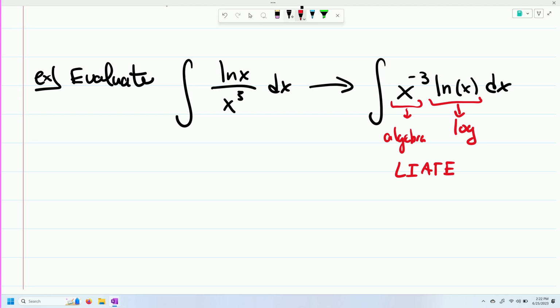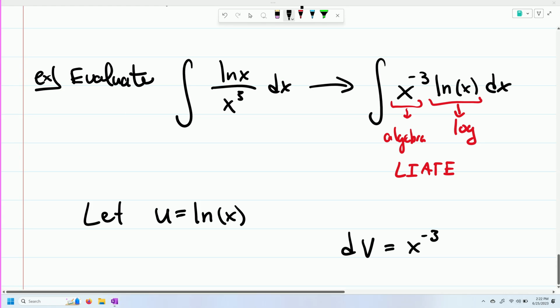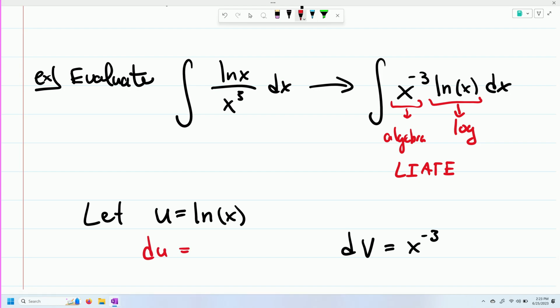I'm going to let u equal the natural log of x, dv equal x to the negative 3. So now I can easily find du. Actually, let me use a different color for that. So now I can find du very quickly, and I can find v very quickly. And that's what this is all about right here. This is a perfect example of what we're trying to do.